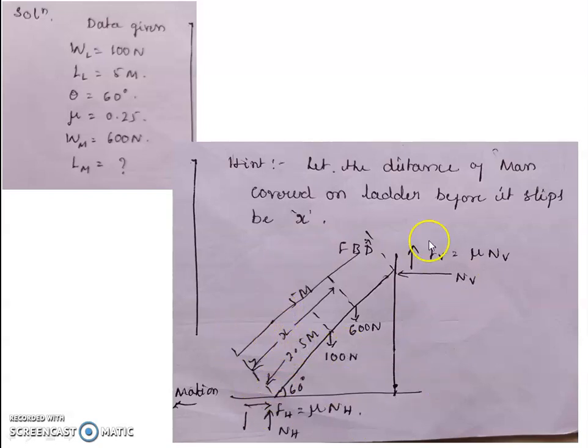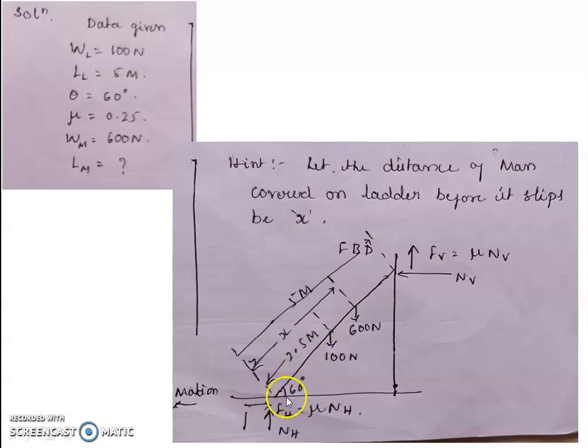This is the free body diagram. A ladder is inclined at an angle of 60 degrees with the horizontal. One end is resting on the floor, another end is resting on the wall. This is B, this is A. A man of 600 Newtons is standing on the ladder at a distance x before the ladder falls down. The ladder is 5 meters long. Weight of the ladder is 100 Newton and it acts at the midpoint of the ladder, that is 2.5 meters from the reference point.